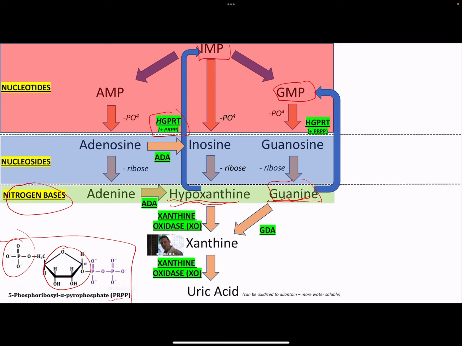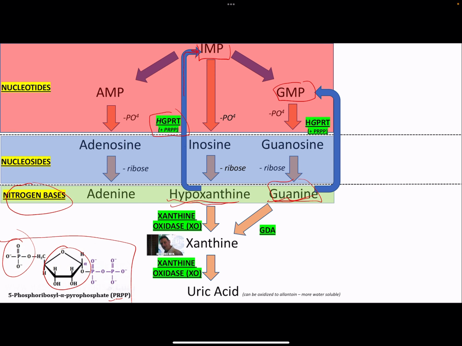No, because remember, adenine, adenosine, doesn't matter. Both of these can be converted to this middle pathway. And if we make it to inosine or hypoxanthine, that can then just go ahead and again be salvaged. So it's indirectly salvaged by being converted to inosine or hypoxanthine.